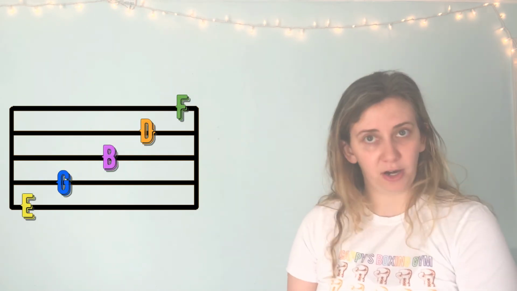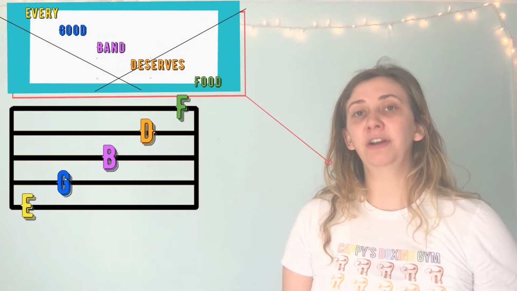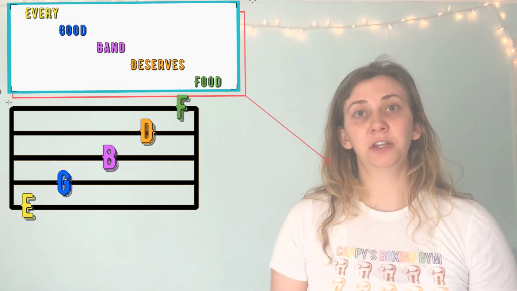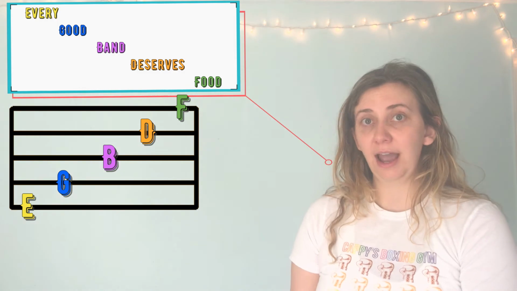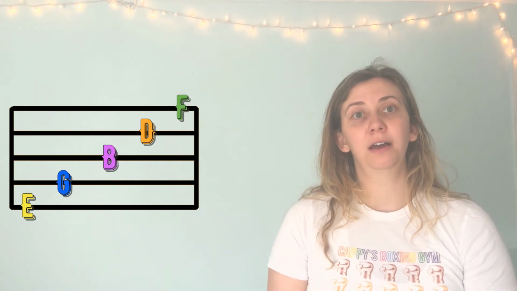There's also a trick for the line notes. Again, we always start at the bottom. This time it's not a word, but it's a phrase. So the phrase I like to use is every good band deserves food. So you see we start at the bottom there, and we go all the way up to the top line. And the first letter of each word in the phrase is the same letter that goes with the line.